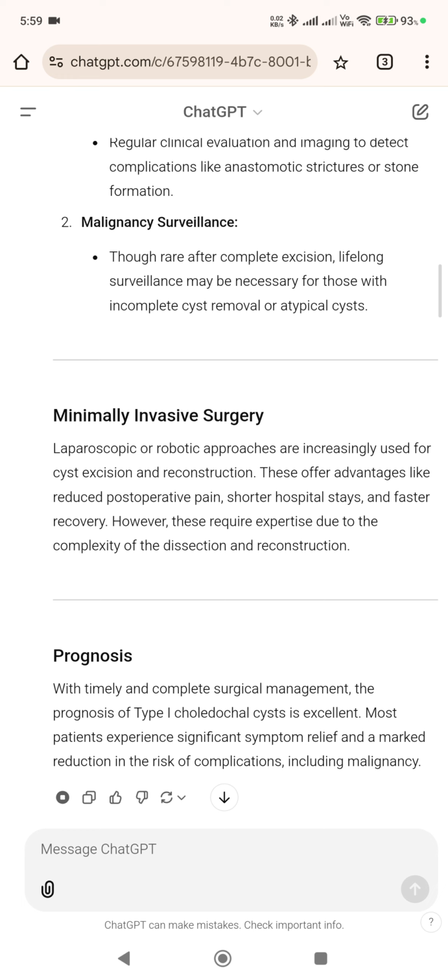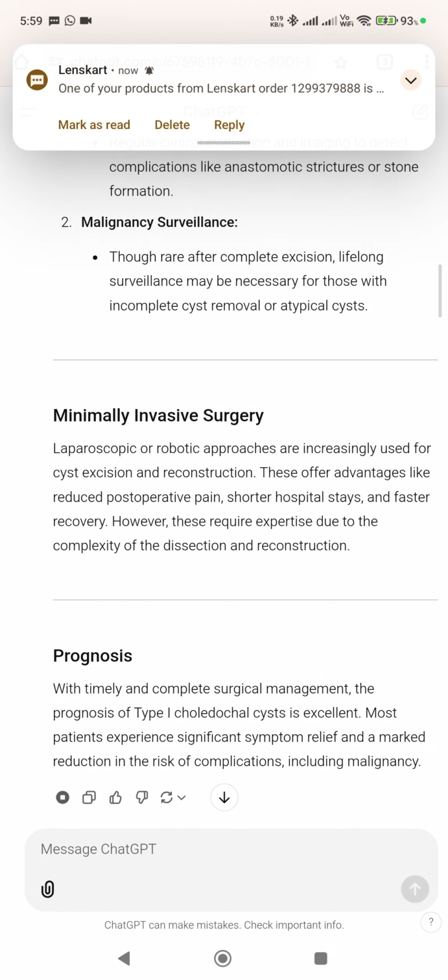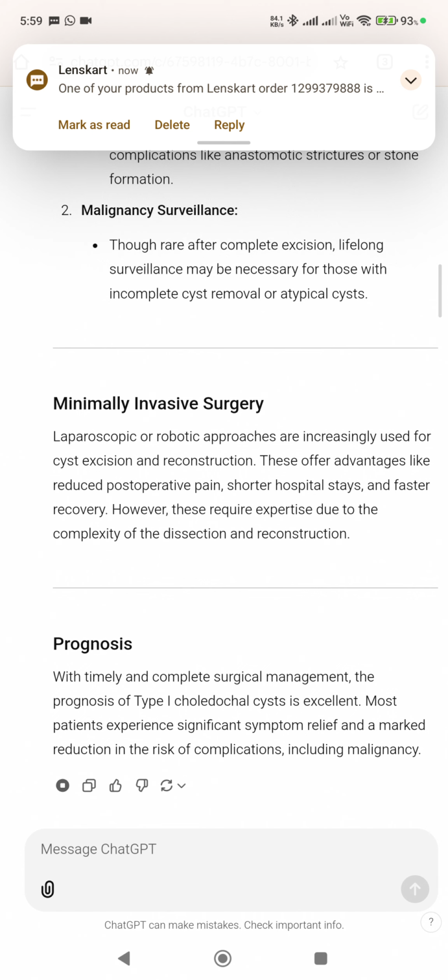Prognosis. With timely and complete surgical management, the prognosis of type 1 choledochal cysts is excellent. Most patients experience significant symptom relief and a marked reduction in the risk of complications, including malignancy.